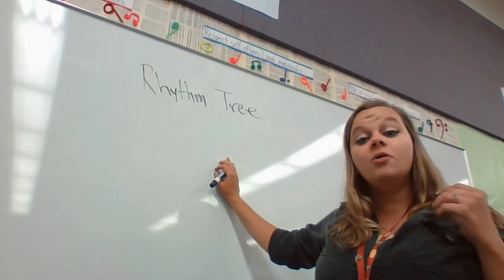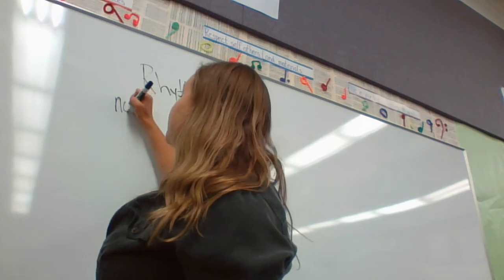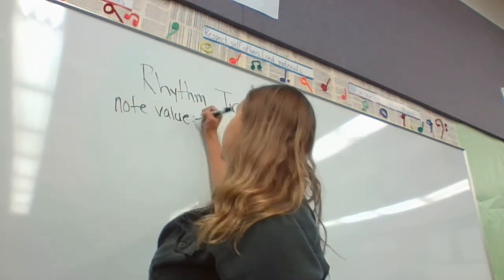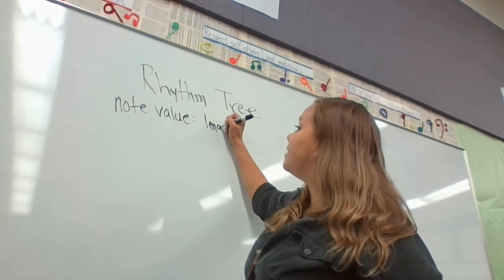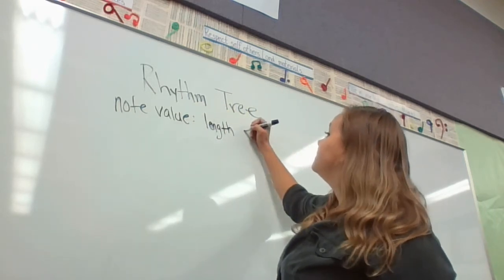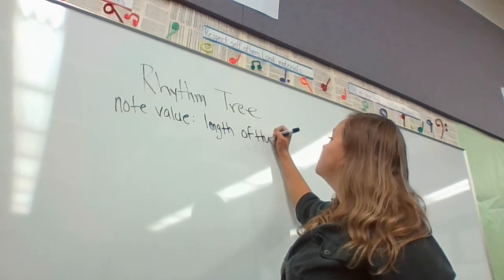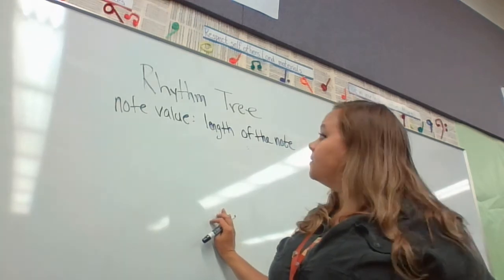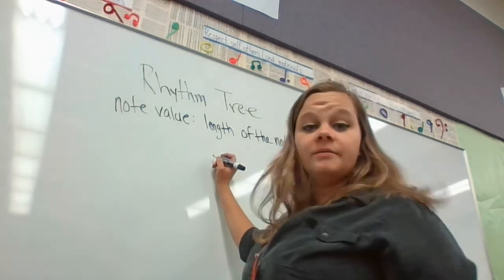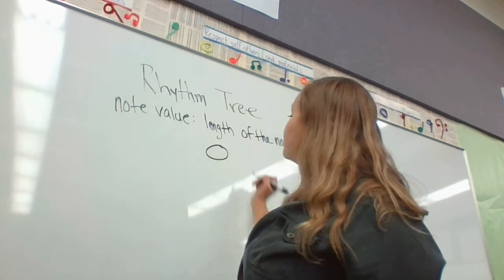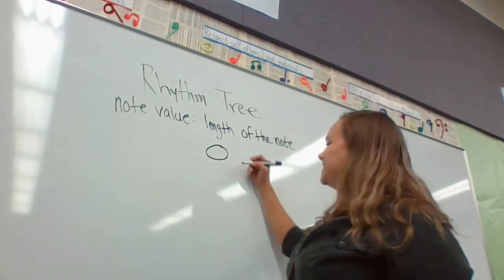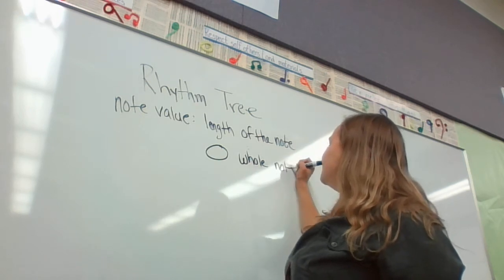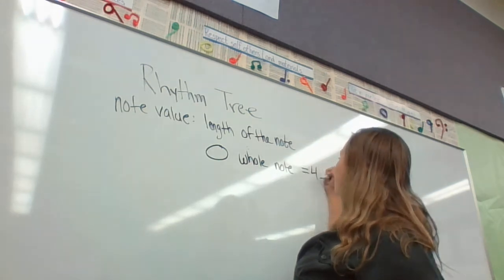music. So a note value is going to be how long the note lasts for, or the length of the note. So how long we hear it, how long it rings through time. The length of the note, which we call the note value. Okay, so we're going to start our tree at the top with, anyone know what that is? A whole note. And a whole note gets 4 beats.